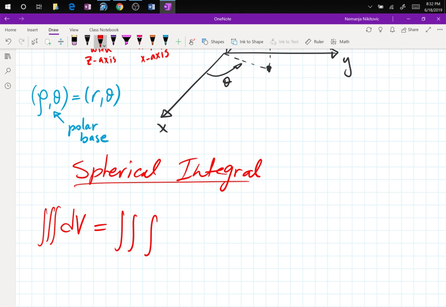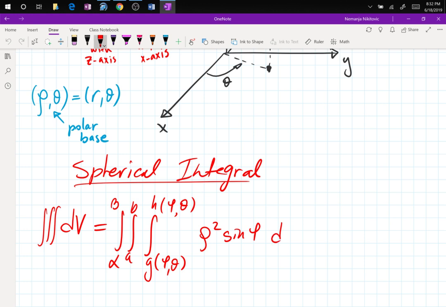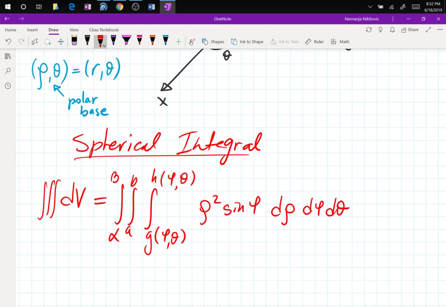We have alpha, beta, a, b, and then g of phi and theta, and h of phi and theta. And then here is the string which you are memorizing. String now is rho squared sine phi d rho d phi d theta. This is a unit.